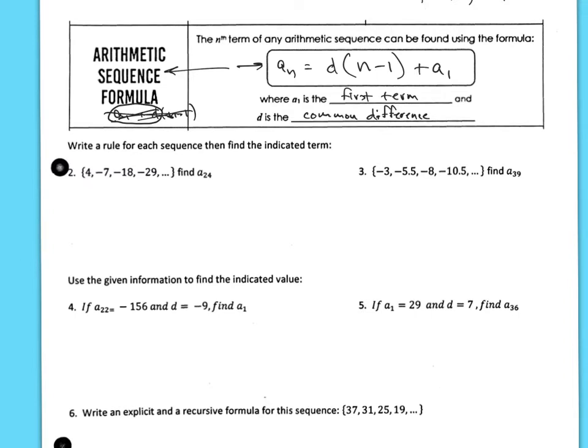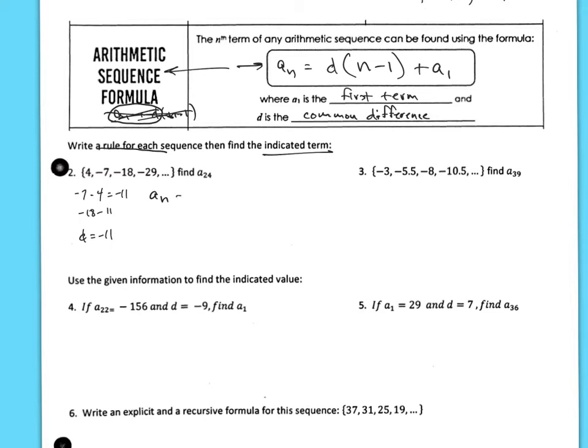So let's try some. First thing we need to do is find the difference. So second term minus first term. So that's negative 11. Does that work? Negative 18 minus 11. Yeah, so our difference is negative 11. So now we're writing a formula for a sub n. Write a rule, then find that term. So write the rule first and then plug the 24 or the 50 or whatever it is into your rule.